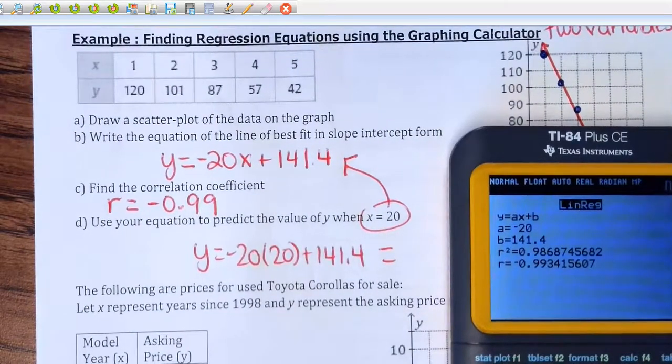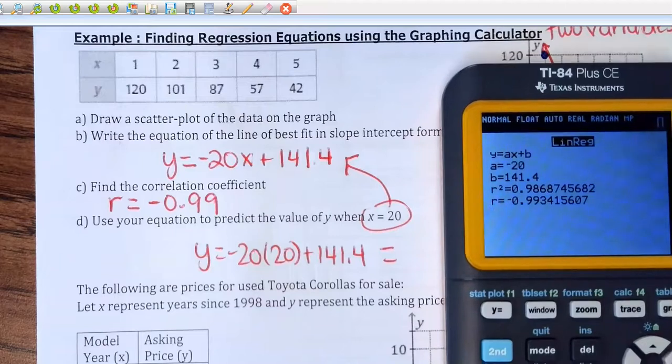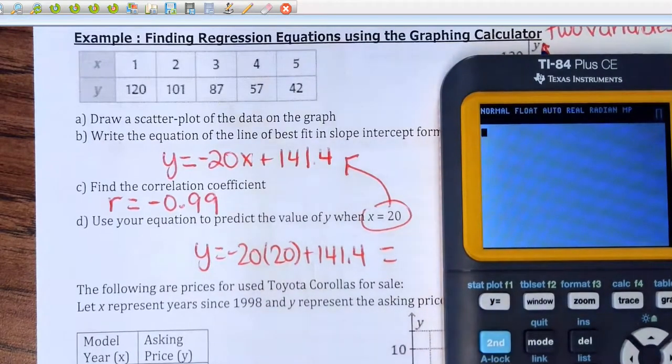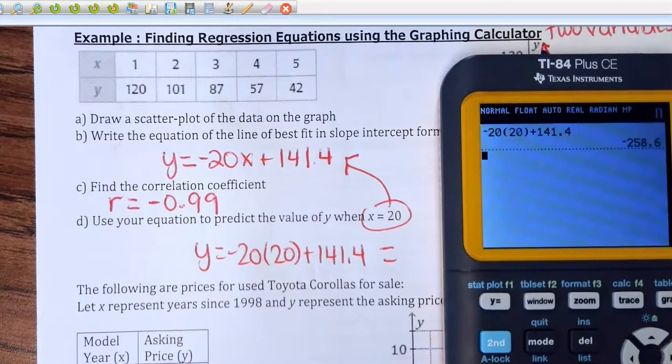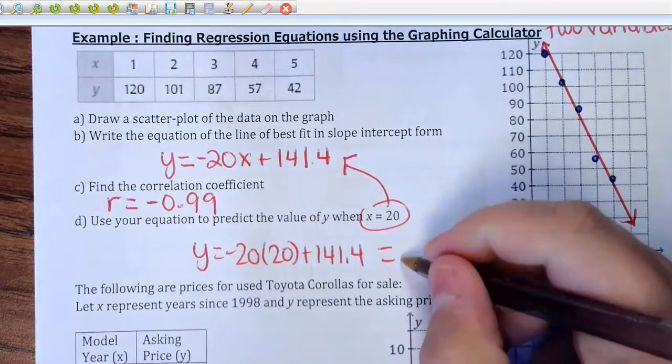And actually, if you guys have this up on the screen, I'm just going to remind you real quick, if you're in a screen you don't want to be in, just right up at the top of the calculator, close to the top, just hit second mode, just second quit, and it'll take you back to that main screen so we can do negative 20 times 20 and add that 141.4 to that. And so my answer for that question underneath there would be negative 258.6.